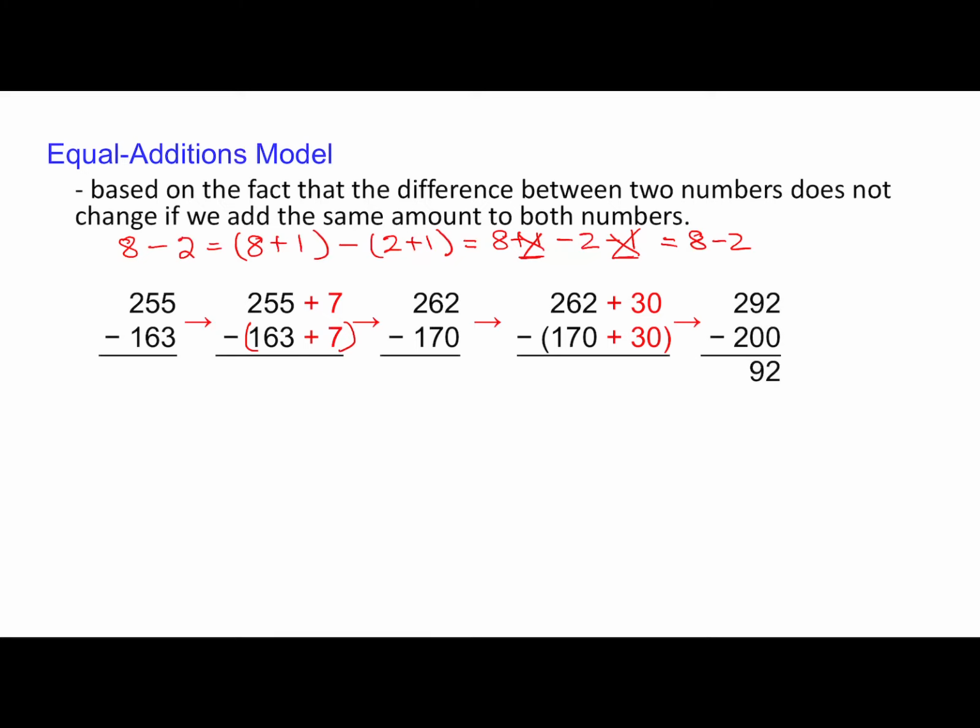And that's going to give me 292 minus 200. And now I can just do my subtraction without having to borrow, right? So 292 minus 200 is a little easier to subtract. That's just 92. And so that means that 255 minus 163 is also 92.